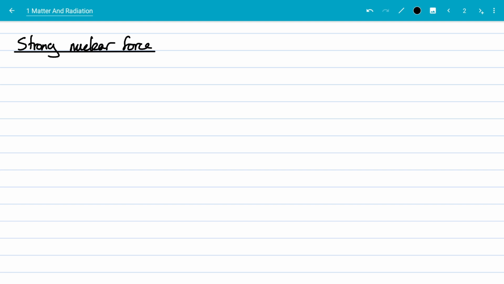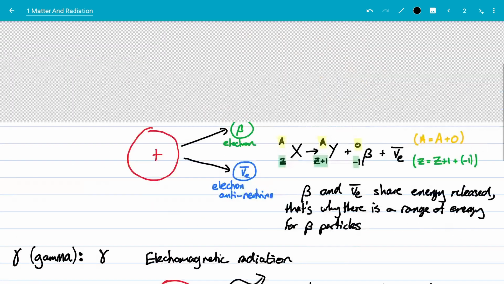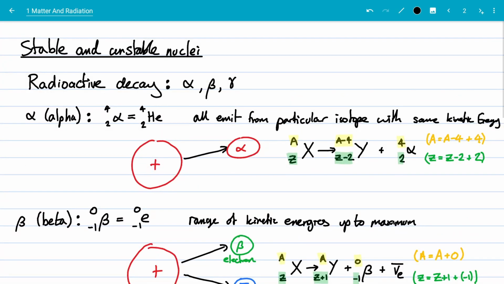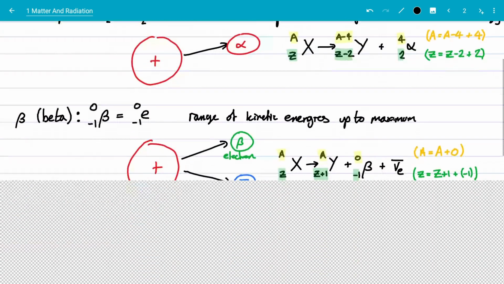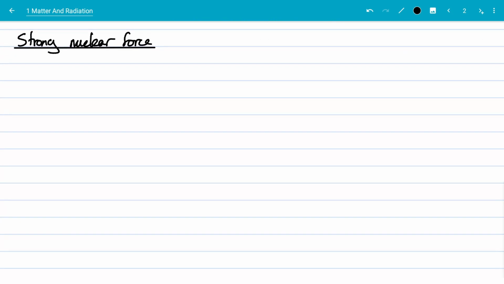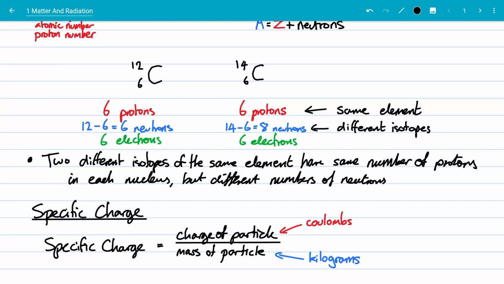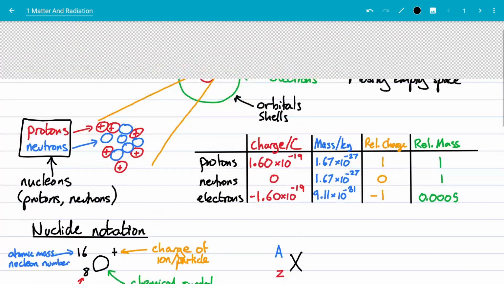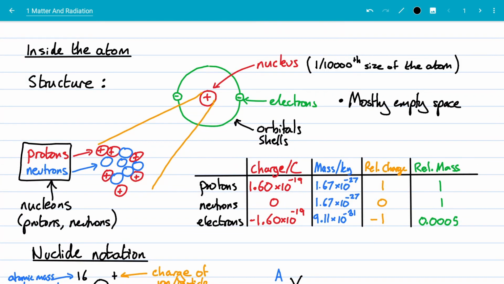But the nucleus contains two types of particles. It contains protons, it contains neutrons, and that's it. And the protons repel each other. The neutrons don't have any electric charge, so they're not involved in this. Let's just go back to the previous lesson. We were looking at the structure of the nucleus then.